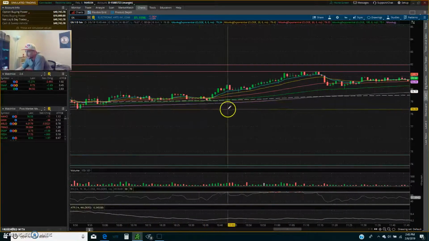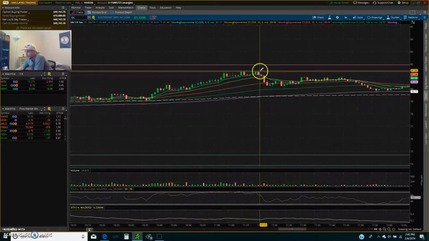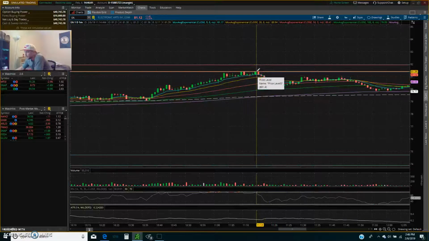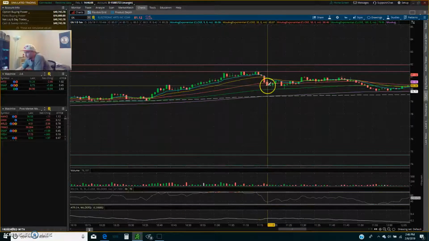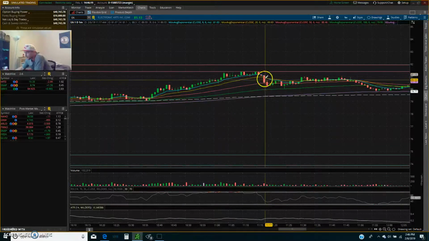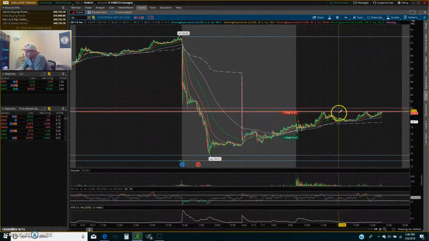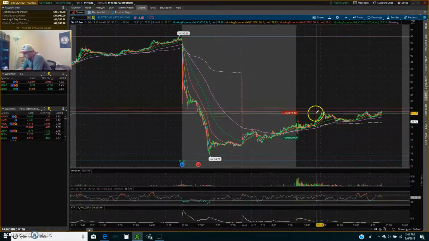As we can see, if we scroll down, it did end up touching my level, and I could have shorted right here, from 81.39, 81.40. It touched it perfectly, the level I had, and then it went all the way down to 81.26. So that's $1.14. 100 shares, that would have been $114. 200 shares, that would have been $228, just on that little move.